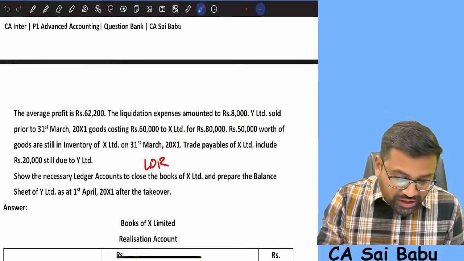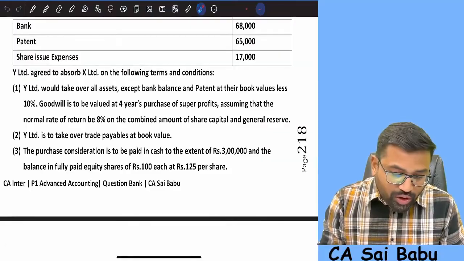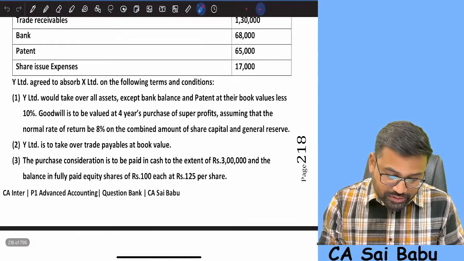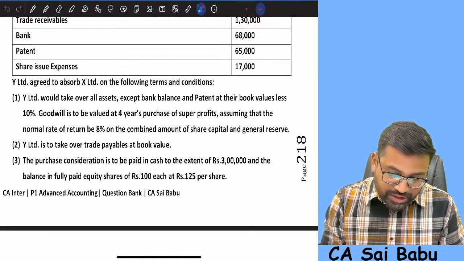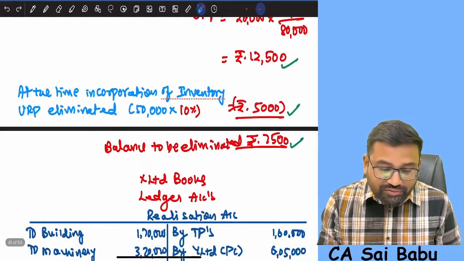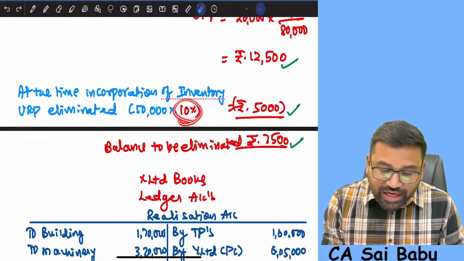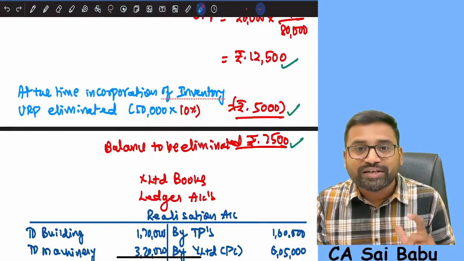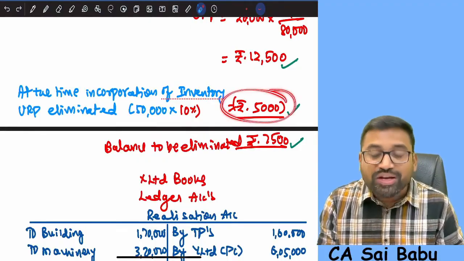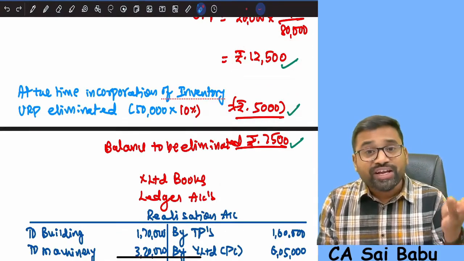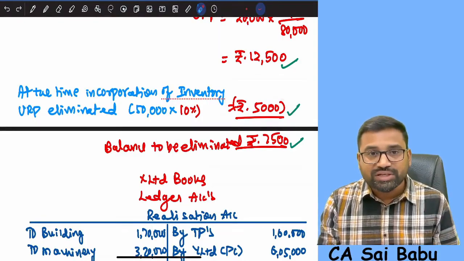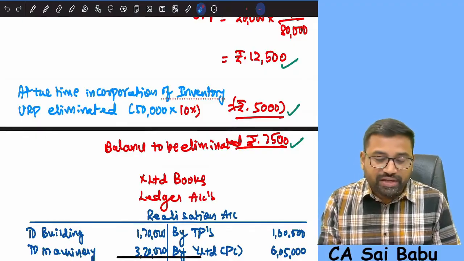Now the question clearly mentions that Y Limited will take over all assets of X Limited at cost plus 10%, sir. See this. Y Limited takes over the assets at less 10%. That means when they are taking the inventory, 50,000, they have taken 10% less. That means 5,000 is already deducted. That means when you are incorporating, you will incorporate it at 45,000 only. That means 5,000 is already eliminated. Therefore, out of this 12,500 of unrealized profit, 5,000 is already eliminated at the time of incorporation itself, when we reduced it by 10%. Therefore, the balance to be eliminated is only 7,500. So that we will eliminate.